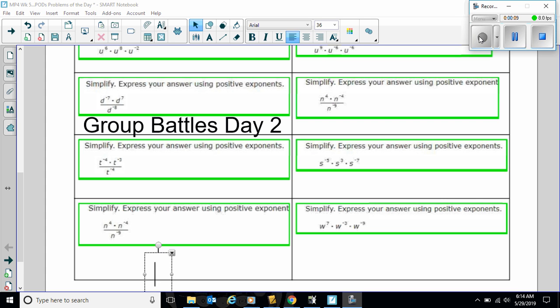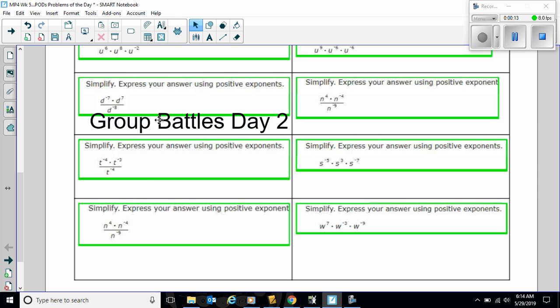The question that we're going to consider now is as follows. Simplify and express your answer using positive exponents. So t to the negative 4 times t to the negative third divided by t to the negative 4. You guys are going to have a full minute to talk about it and put something on the whiteboards.